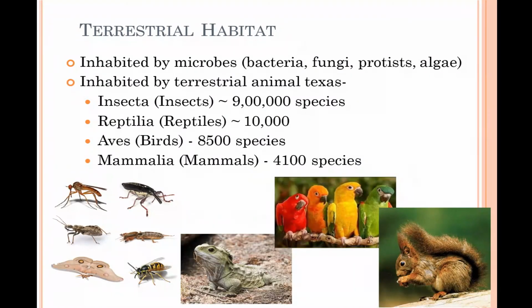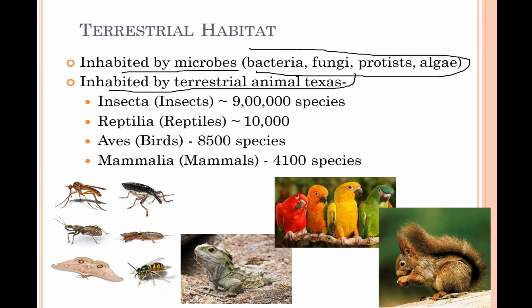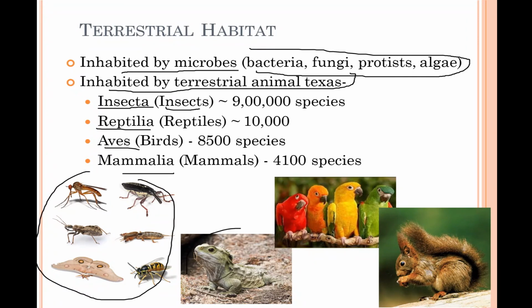Our terrestrial habitats are inhabited by microbes, which include bacteria, fungi, protists and algae. They are also inhabited by terrestrial animal taxa, which include Insecta, Reptilia, Aves and Mammalia. Insecta include all of these insects, Reptilia include reptiles, as you have seen, Aves include all the birds that we have here, and Mammalia are all of the mammals. These are all common animals and other organisms that we see in every sort of forest.